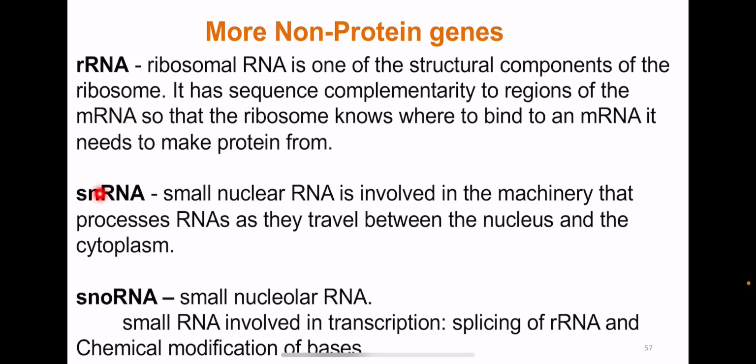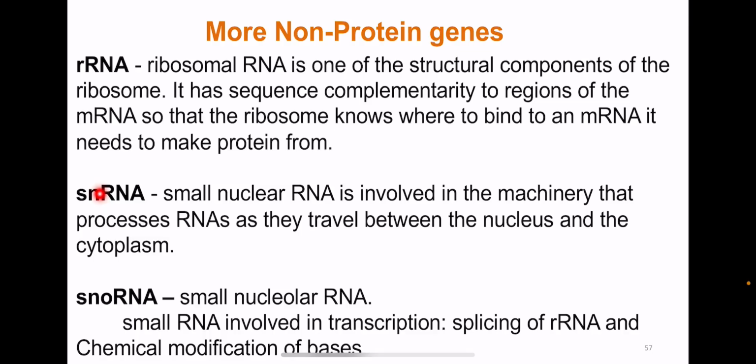So ribosomal RNA, let me not say we've not discussed it, but they are a major component of the ribosome as well. The ribosomal RNA, or rRNA, is the structural component of the ribosome. It has sequence complementarity to regions of the mRNA that helps it bind to the Shine-Dalgarno sequence in prokaryotes and the Kozak sequence in eukaryotes.